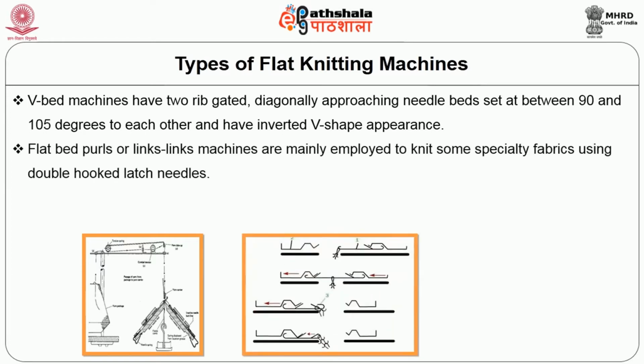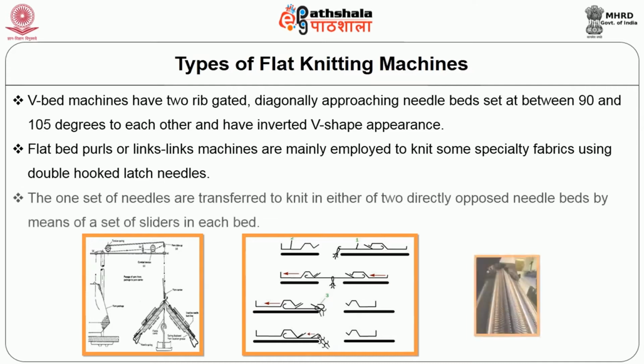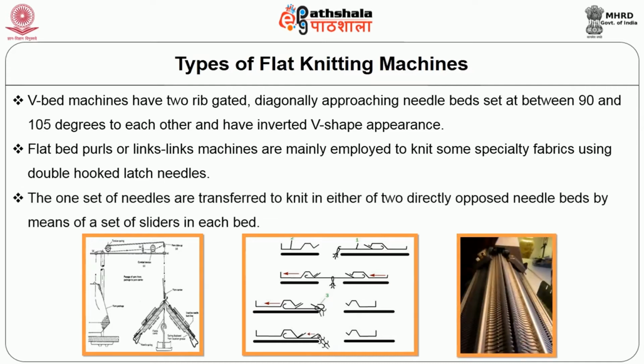Flatbed purl and link-and-link machines are mainly employed to knit some specialty fabric using double hooked latch needles. The one set of needles are transferred to knit in either of two directly opposite needle beds by means of a set of sliders in each bed.